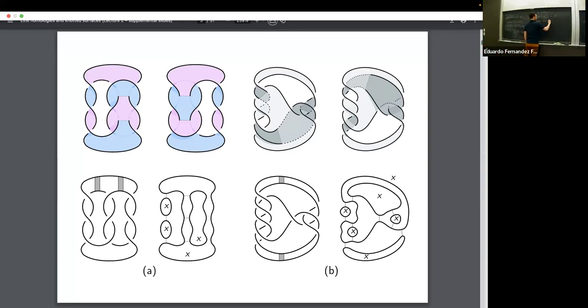alpha, a labeled smoothing in CKh, is a cycle if and only if every zero resolution arc joins two distinct x-labeled smoothing components. Okay, we're still working with the standard flavor of homology for this statement.